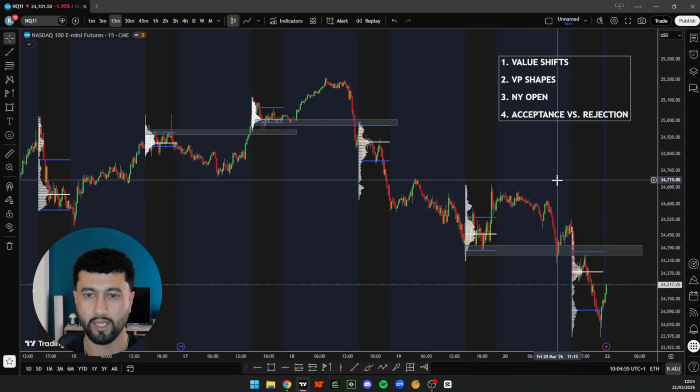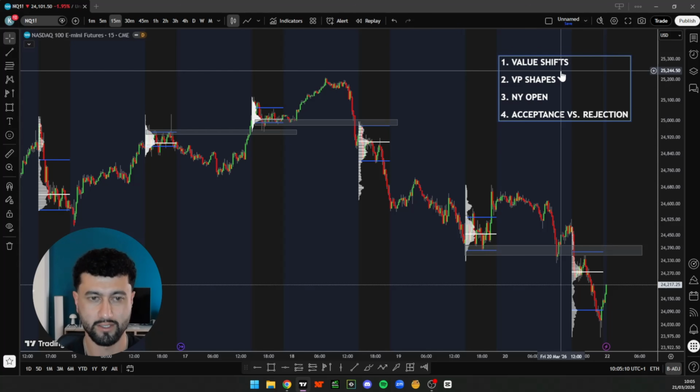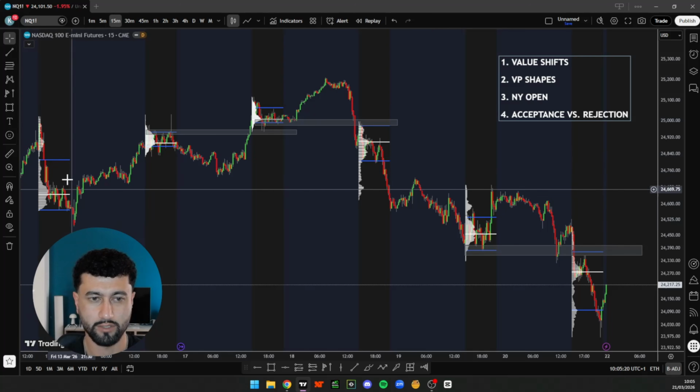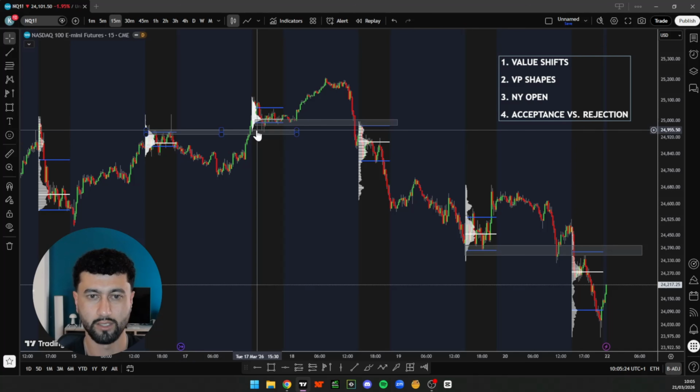First thing I look at when I analyze the charts is the value shifts, to find the clear direction of where the market is going. You only need to be looking at the RTH volume profile session, which is what I have marked up right now. So you can clearly see this volume area was right here. The next day it was higher, which means that the next day we could be more bullish than bearish.